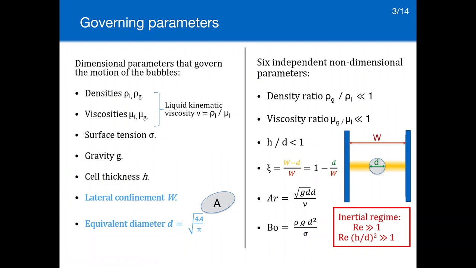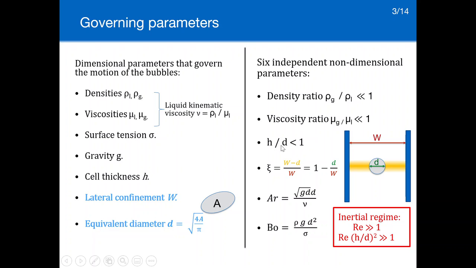The governing parameters of the problem characterize the liquids, the geometry of the cell, and the size of the bubble. The parameters that we varied throughout our experiments are the lateral confinement of the cell, that is, the width of the cell, and the equivalent diameter d. Six independent non-dimensional parameters can be formed from this set of dimensional parameters. They are the density and viscosity ratios, which are constant and very small.